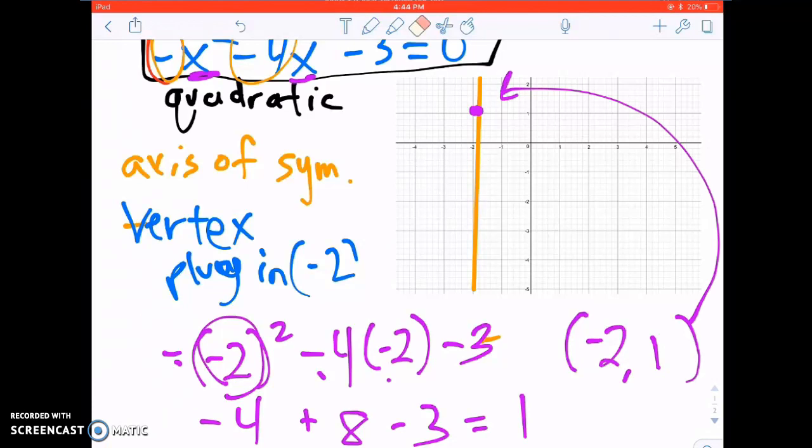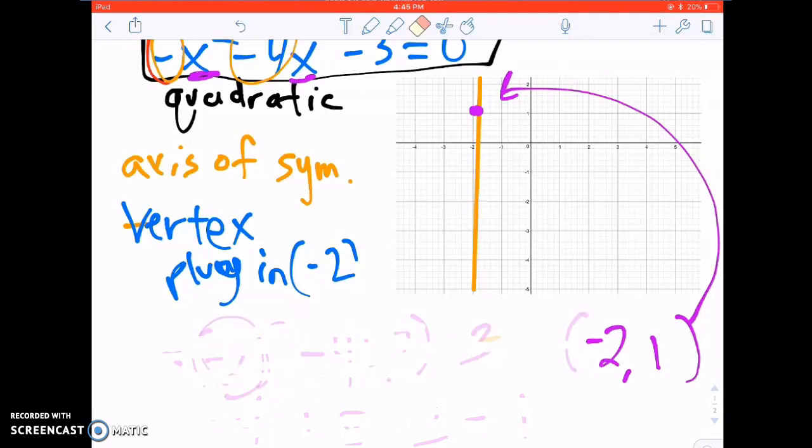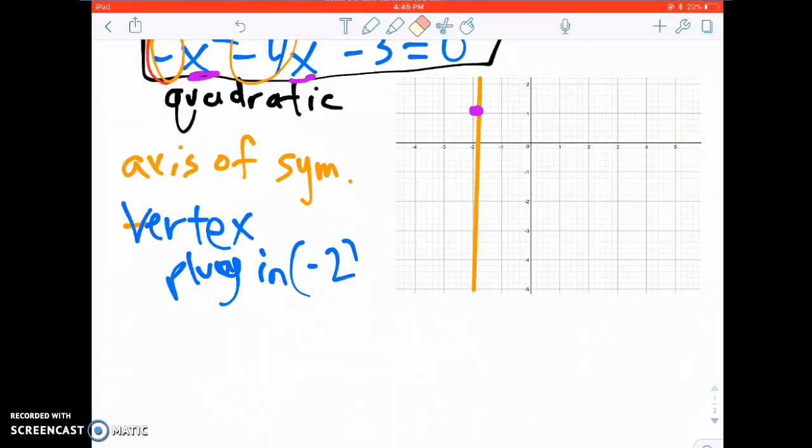Now we have one more thing to go before we can actually start graphing this, and that is to find a couple other points. As I look at this, I see negative 1 is on this side and negative 3 is on this side. I know that whatever I get for one is going to be the same on the other because it is symmetrical on either side. So I'm going to plug in negative 1. I want to see where this point is at negative 1. You could pick any number in the whole world.